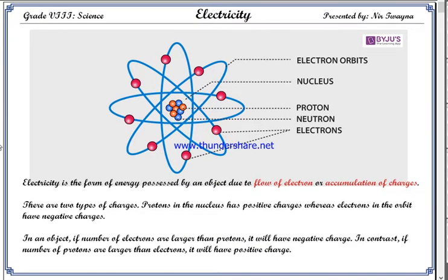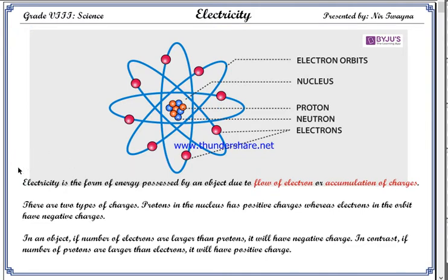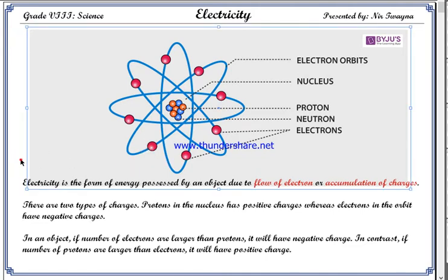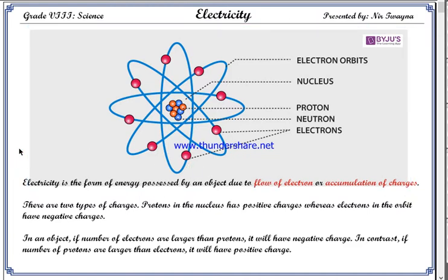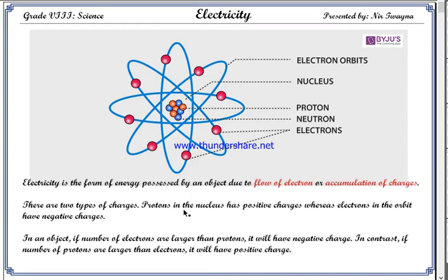Such a mere presence of electric charge in an object is also electricity, but that would be static electricity. Presence of charges in an object, either positive or negative, is known as static electricity. But if you connect a positively charged body and a negatively charged body by using a conductor, then the electrons will start to flow from the negatively charged body to the positively charged body through the conductor.